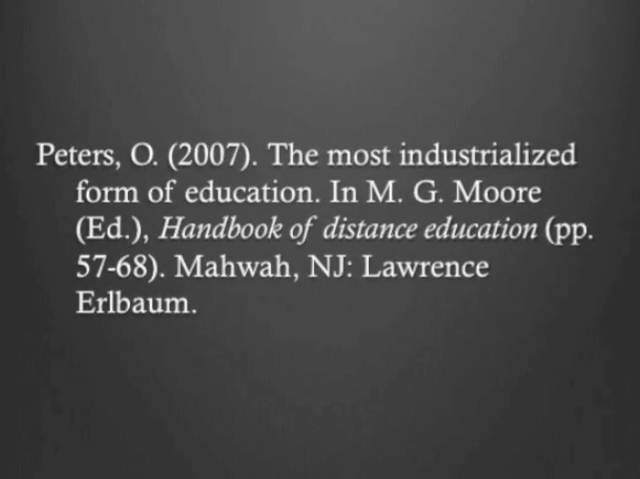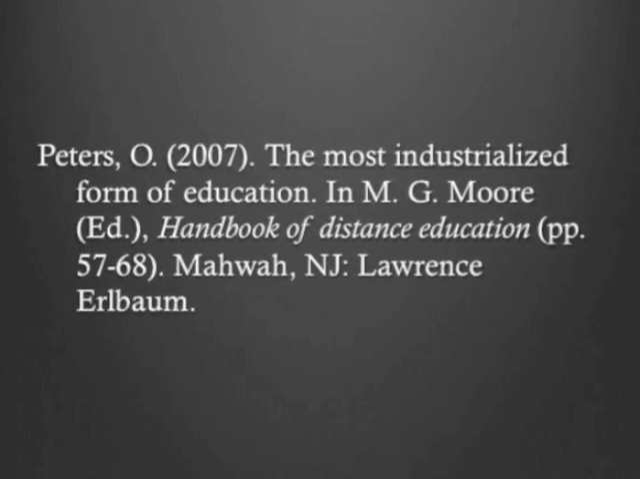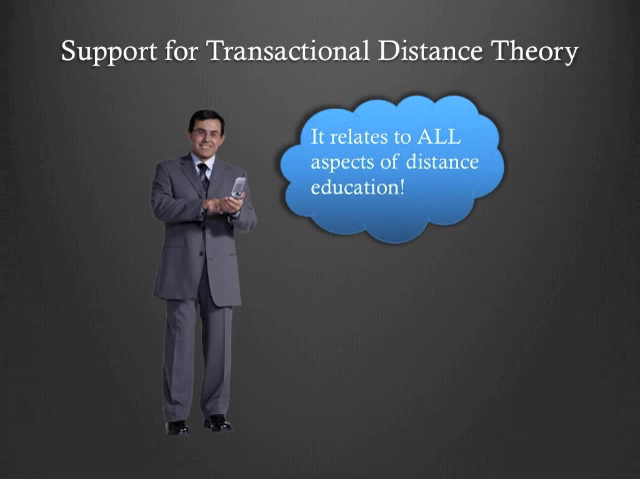The most recent support for transactional distance theory came from Peters, a pioneer of distance education. He defended Moore's theory, saying it related to all aspects of distance education. He also argued that the theory was a prescriptive one, with the ability to advance the work of those involved in the field. While these scholars are but a few of the supporters of transactional distance theory, we can't discard those who are a bit more critical.